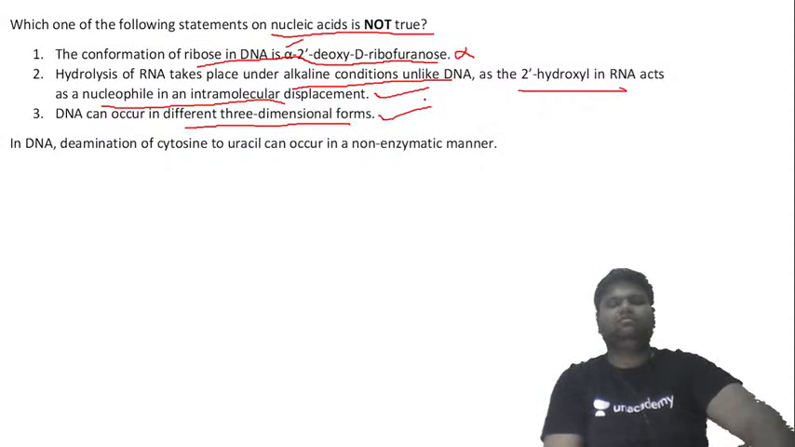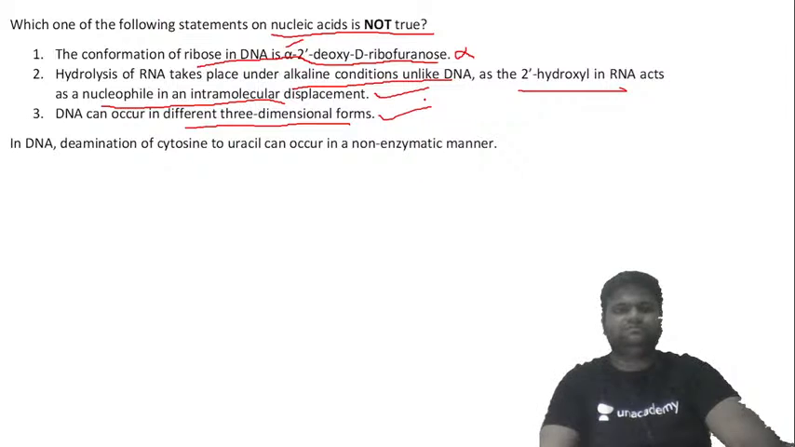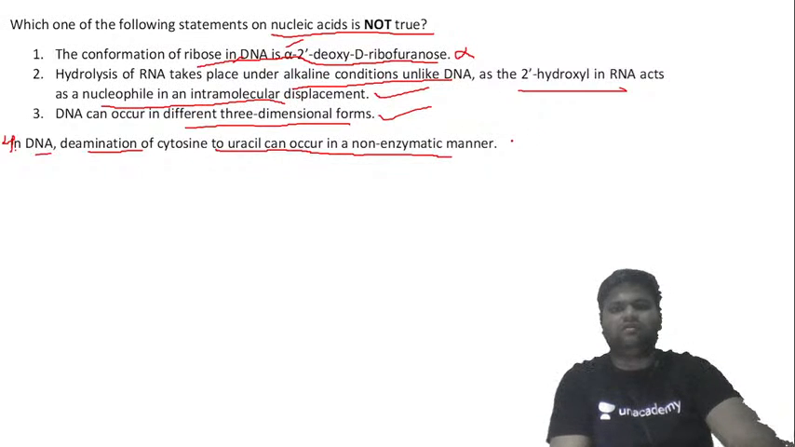As we saw in class a few days ago, A DNA, B DNA and Z DNA are 3 different types of DNA in three-dimensional form. So DNA can occur in different three-dimensional form. So let's see why the first option is the wrong option. And the fourth option says that in a DNA, deamination of cytosine to uracil can occur in a non-enzymatic manner. This is also a correct statement.